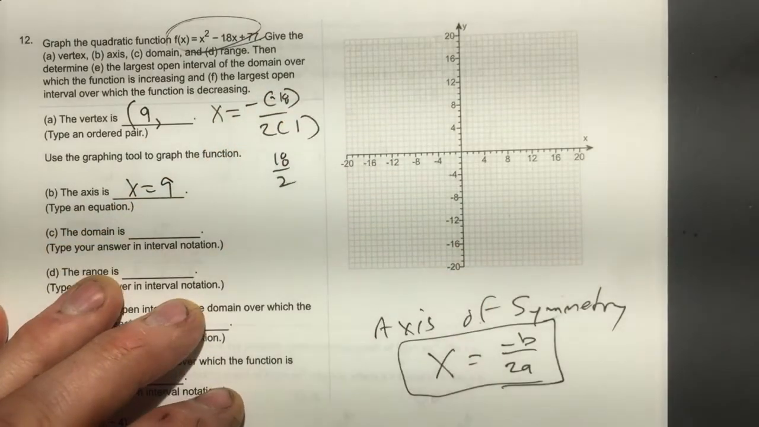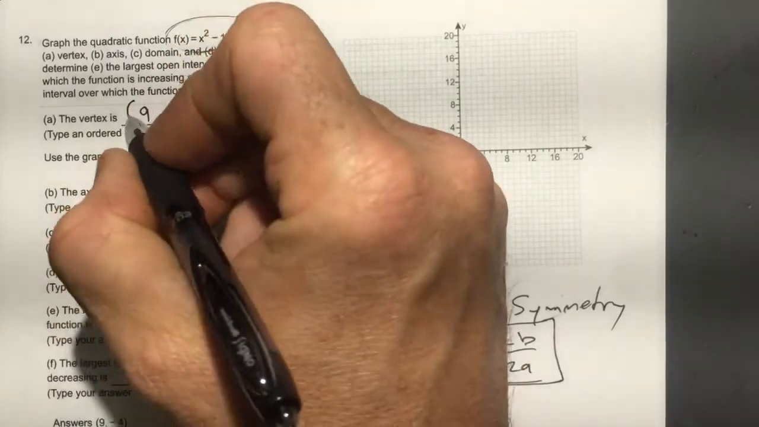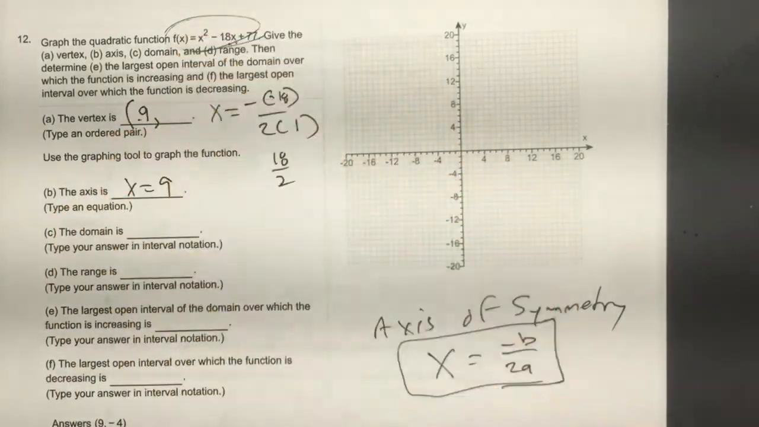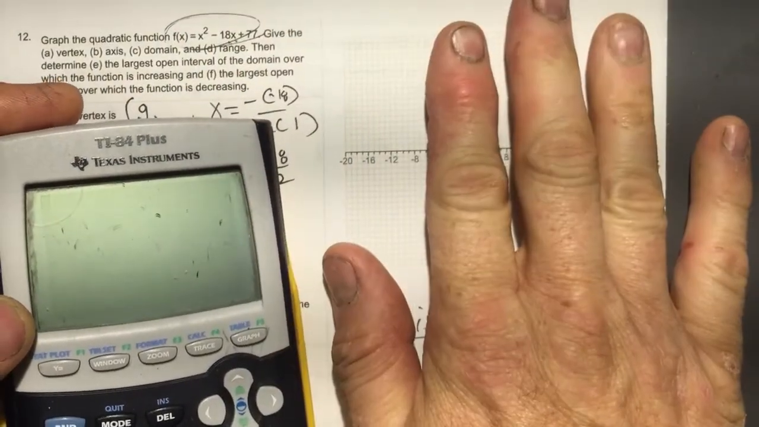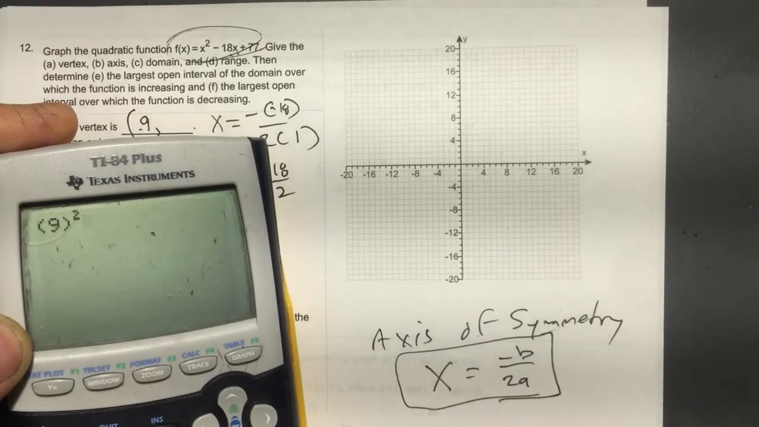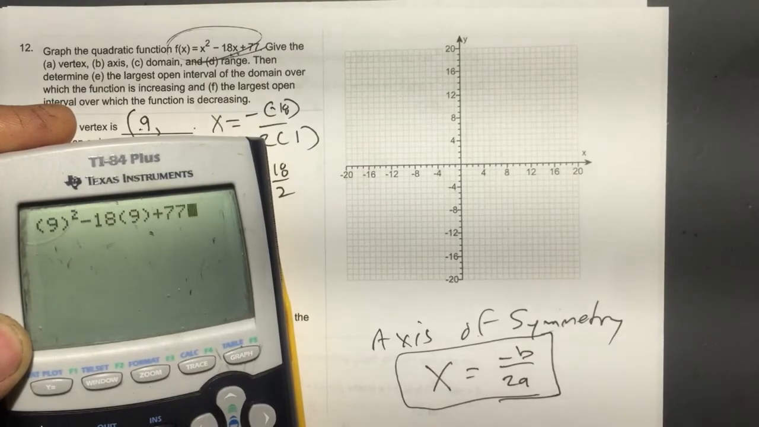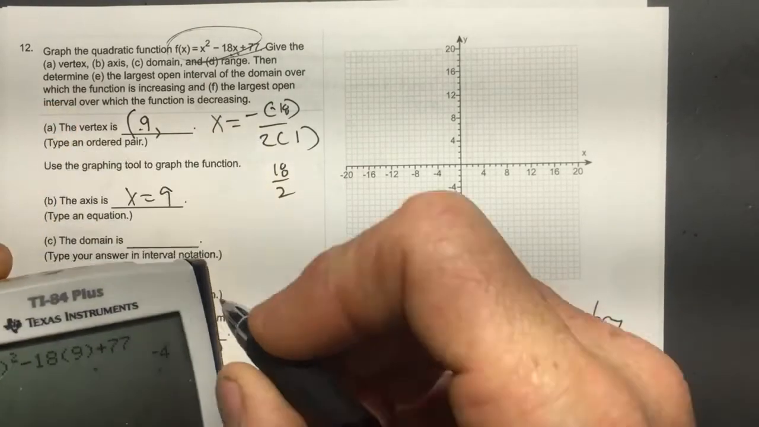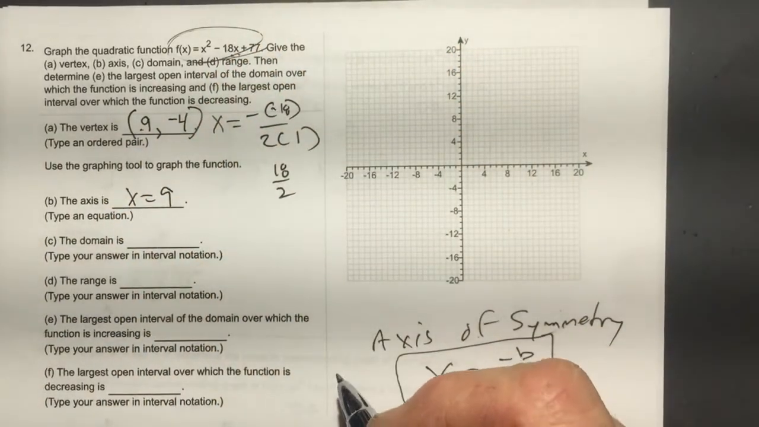Okay, I'll go ahead and write that in there. Now, I take 9 and I put it in the function. All right, so let's get my calculator again. I'm just going to put 9 in for x here, okay? So I'm going to do 9 in parentheses squared minus 18, and then 9 in parentheses plus 77, which is -4. So my y value is -4, and that's my vertex.